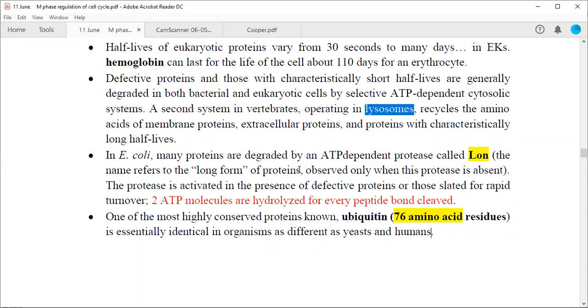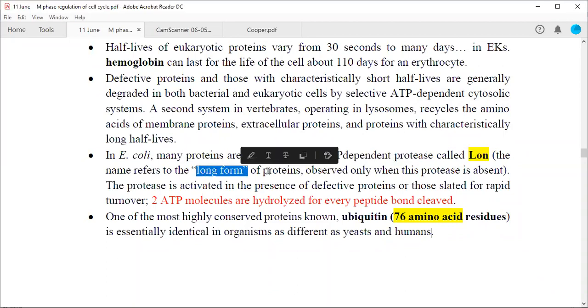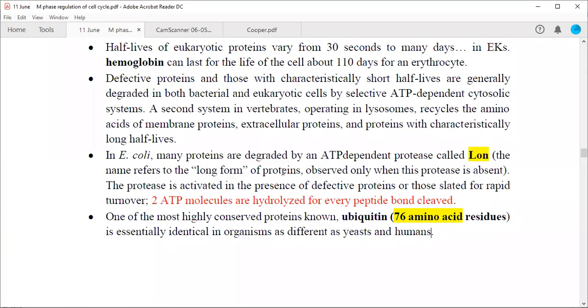And in E. coli, this particular ATP-dependent protease is called LON actually. This LON is for long forms of proteins, which are observed only when this protease is absent. If this protease, LON, is absent, the long forms of protein can be seen because protein is no more degraded. So you can observe the long forms of protein in its absence. Therefore, this particular protease is termed LON in E. coli. 2 ATP molecules are hydrolyzed for every peptide bond cleavage.